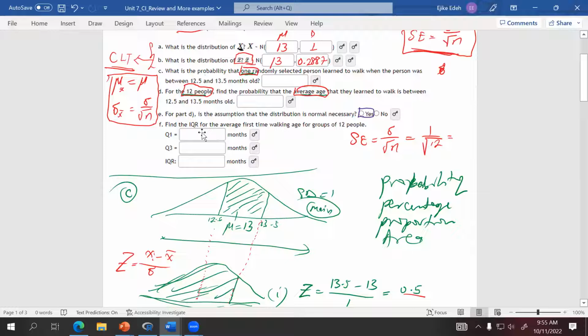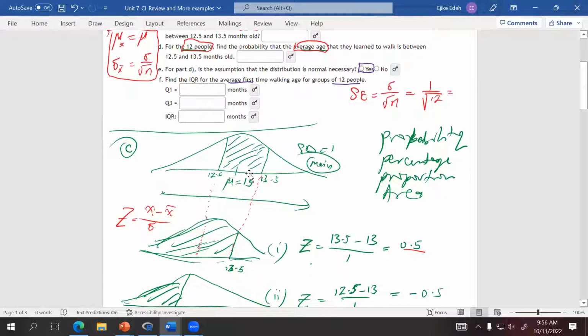Find the interquartile range for the average first-time working age of 12 people. So pay attention to this one also. This question is referring to the average of 12 people, not one person, right? If it's the average of one person, then we're going to be using the first distribution, so the standard deviation will be 1. And since it's talking about the average of 12 people, we're going to use the standard deviation of 0.2887 to solve this question. Once you observe this concept, these principles, I'm sure you did.